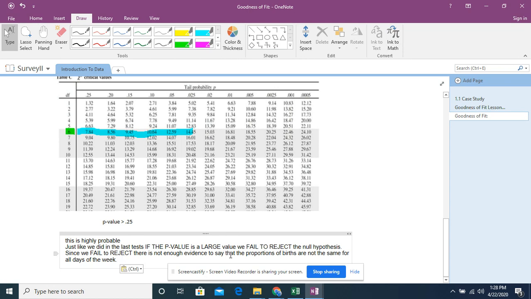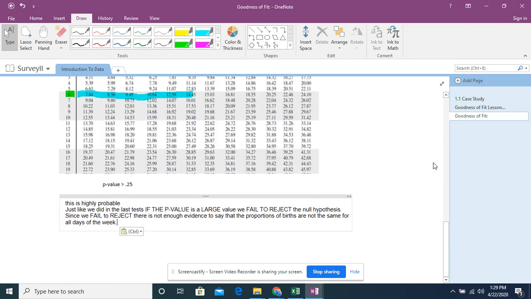the null hypothesis. Since we fail to reject the null hypothesis, there is not enough evidence to say that the proportions of births are not the same for all days of the week. This is not saying that they're all the same. This is just saying that we don't have enough evidence to say they're not the same.